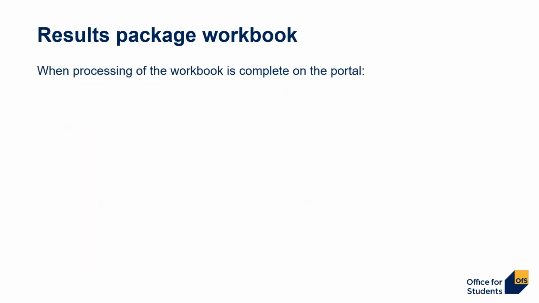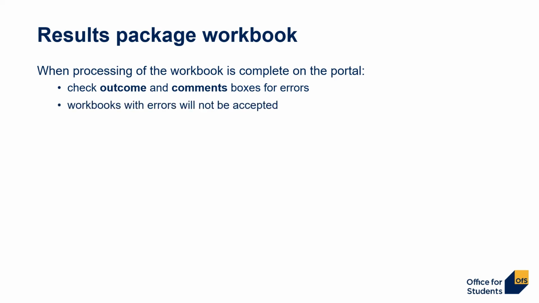When the upload is complete, check the Outcome and Comments fields. Refer to Appendix 1 of Completing the HESES22 workbook for guidance if needed. If there are errors in the workbook, it will not be accepted and you'll have to correct this before it will be accepted as a valid submission. After submission, click on Results to download what's referred to as the results package, which is a zip file. We'll look at this in a moment.